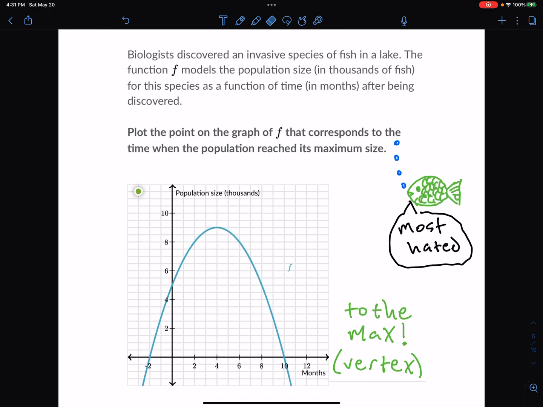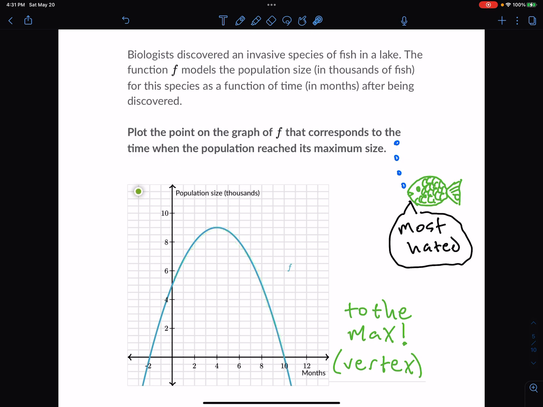All right, so the biologist discovered these fish right here the first day when x was 0, or the first month. They started off at the 5,000. And the fish were growing and growing, and they hit their maximum up here. Here's the vertex, what we're looking for. Then it went down, and got to 0.